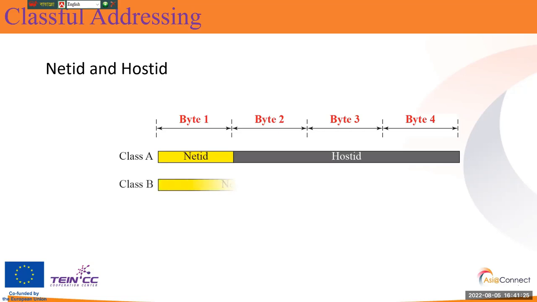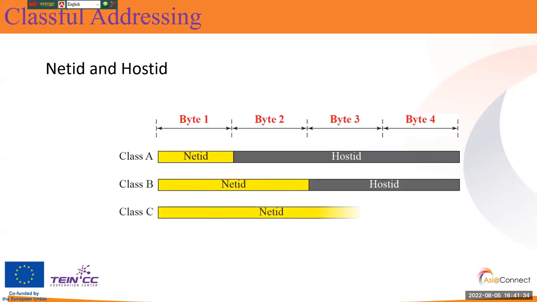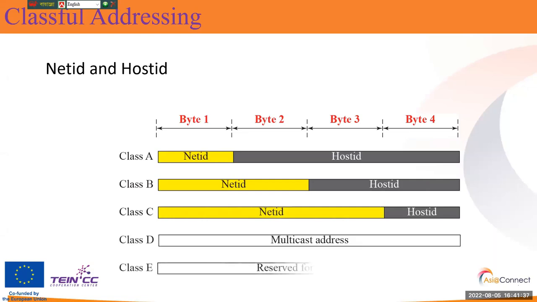For class B, the first 2 bytes are the net ID and the remaining bytes are the host ID. For class C, 3 bytes are the net ID. Class D is all multicast addresses, and class E is reserved for future use. Basically, we are not using classes D and E so much. We basically used classes A, B, C initially, and before classless addressing was introduced, classes A, B, C were used for internet access. So you need to remember the first byte, second byte, third byte, and fourth byte.